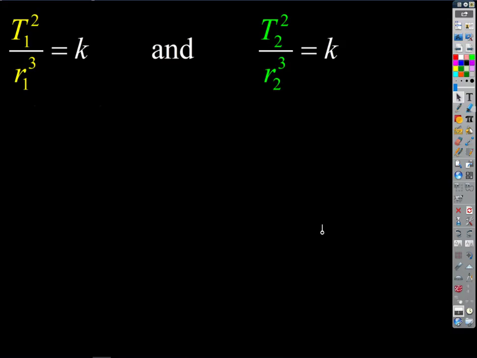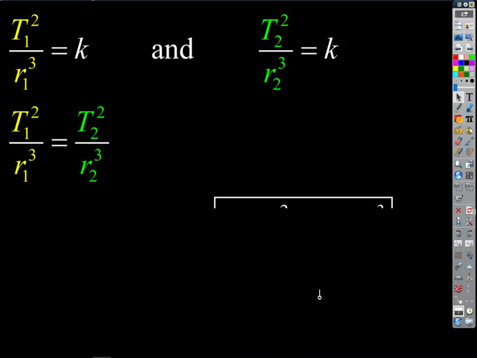Okay, so because they're both equal to the same constant, we can set them equal to each other, right? And then all we got to do here is let's just exchange these two terms diagonally. And what do we end up with? Well, if I factor out the powers, I just get (T1 over T2) squared equals (R1 over R2) cubed. You got Kepler's law, right? Okay, Kepler's third law. And that's the one we use the most.